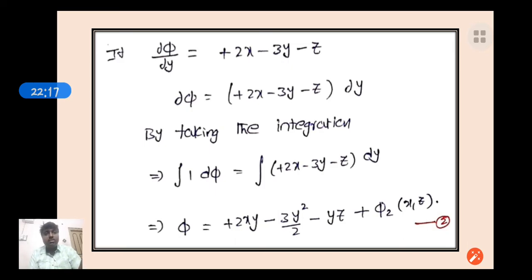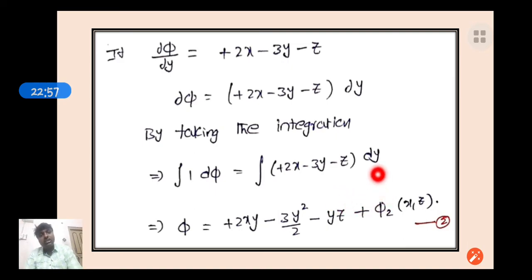Now go through the second equation. Dou phi by dou y is equal to 2x minus 3y minus z. So dou phi is equal to (2x minus 3y minus z) dou y. By taking the integration, integral 1 d phi is equal to the integration of (2x minus 3y minus z) dy. So phi is equal to the integration of 2x, which is 2xy, minus the integration of 3y, which is minus 3y square by 2, minus the integration of z with respect to y, that is yz, plus phi 2, a constant.